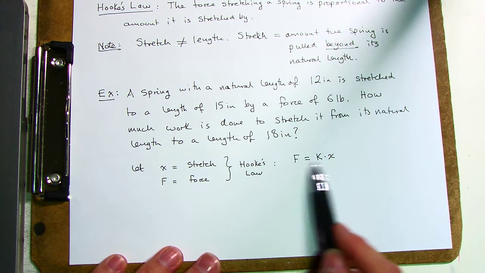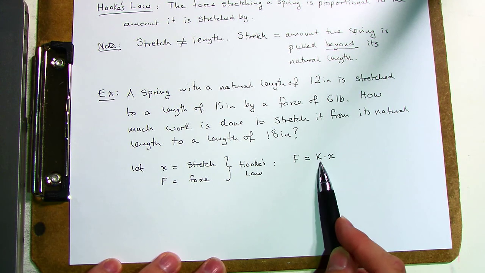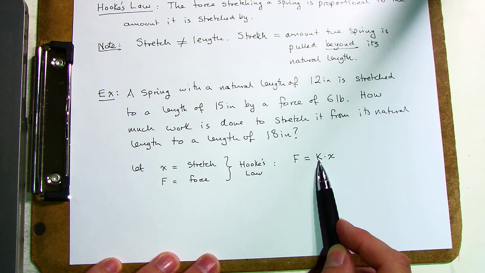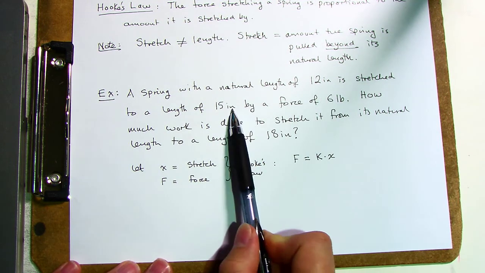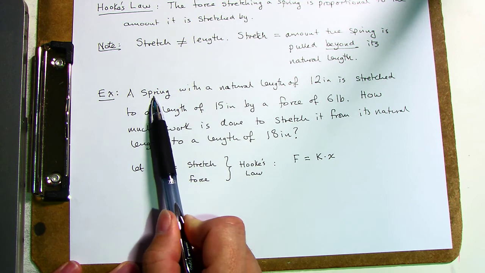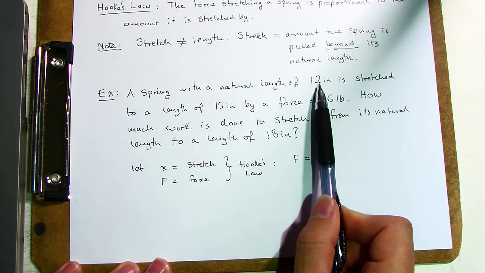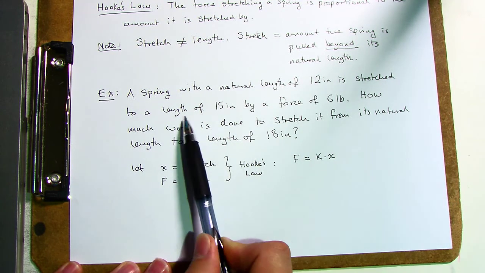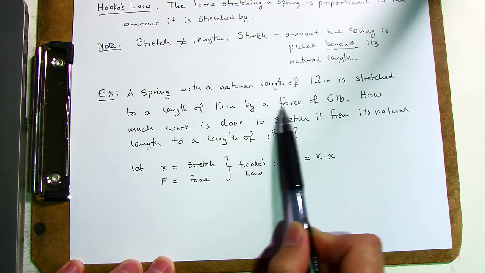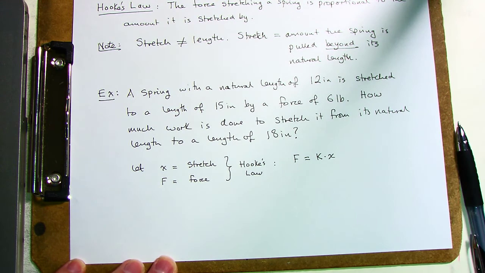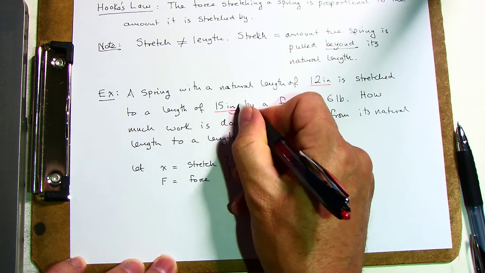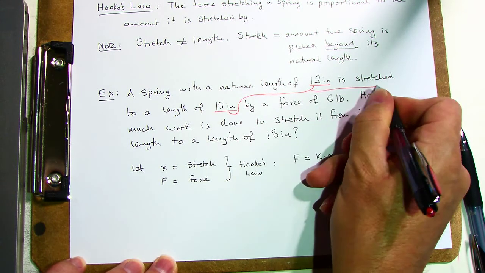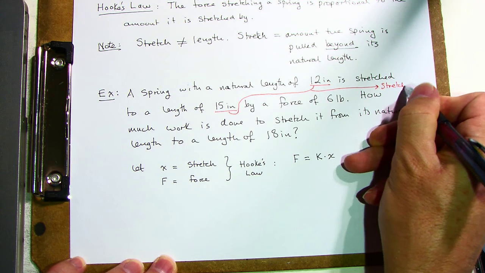Okay. Now the thing is, the constant varies from one problem to another. It depends on the spring. And you can figure out that constant if they give you enough information about a spring that is being stretched by a certain amount of force. And that's exactly what they did here. It says this particular spring has a natural length of 12, but it's stretched to a length of 15 by a force of 6 pounds. Now, to go from 12 inches to 15 inches, take those two facts together, and what's the stretch that they're talking about here?